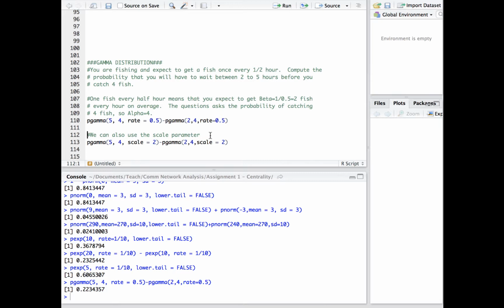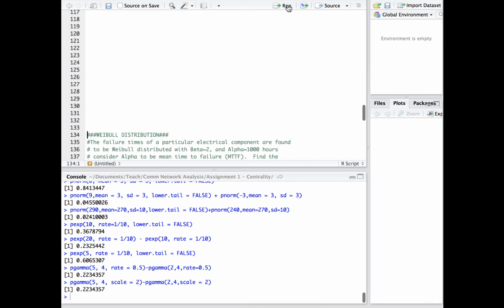We can also use the scale parameter. So this is showing you a rate, right? That's what we've been used to dealing with for our formulas. But for the gamma distribution, you can replace rate with scale, right? You wouldn't use both of them, one or the other. The scale parameter is just 1 over the rate. And so that is another way of executing the same problem. You can see the results are the same.